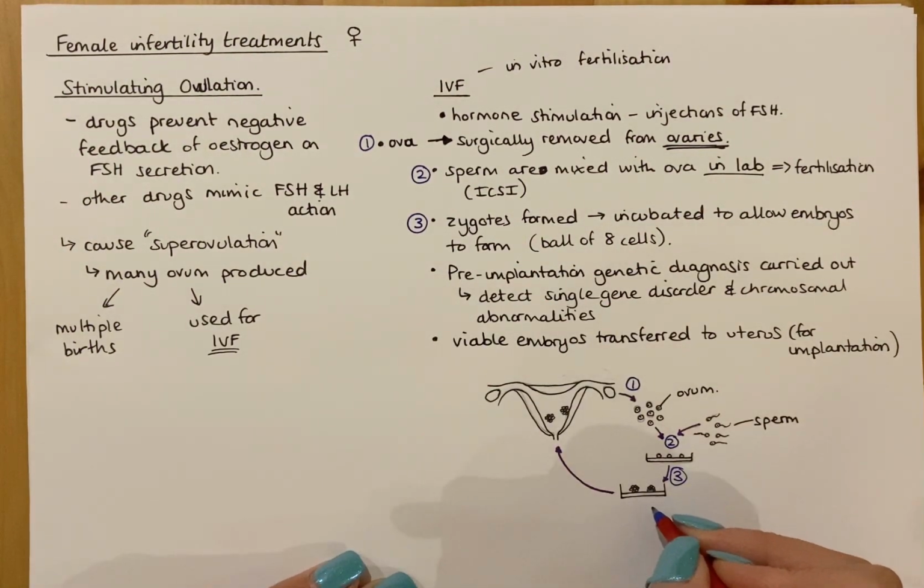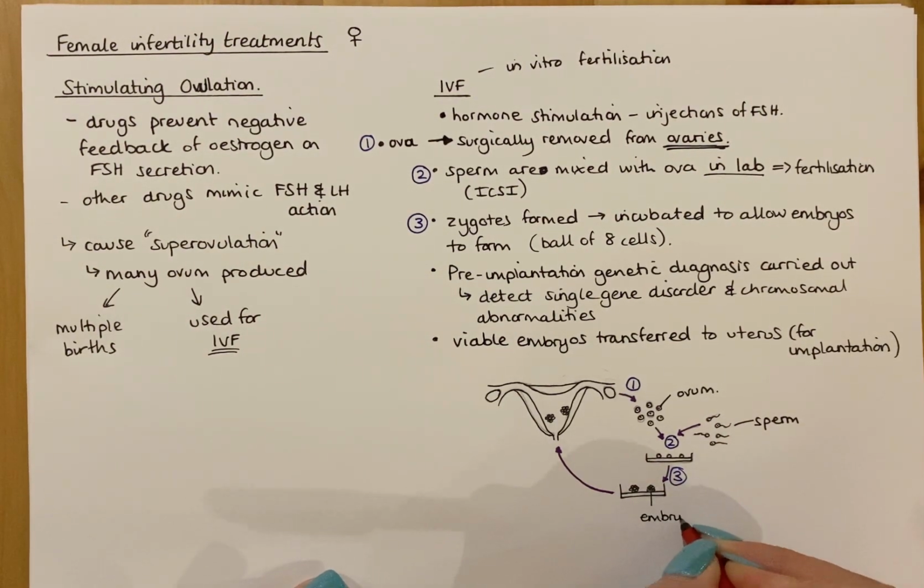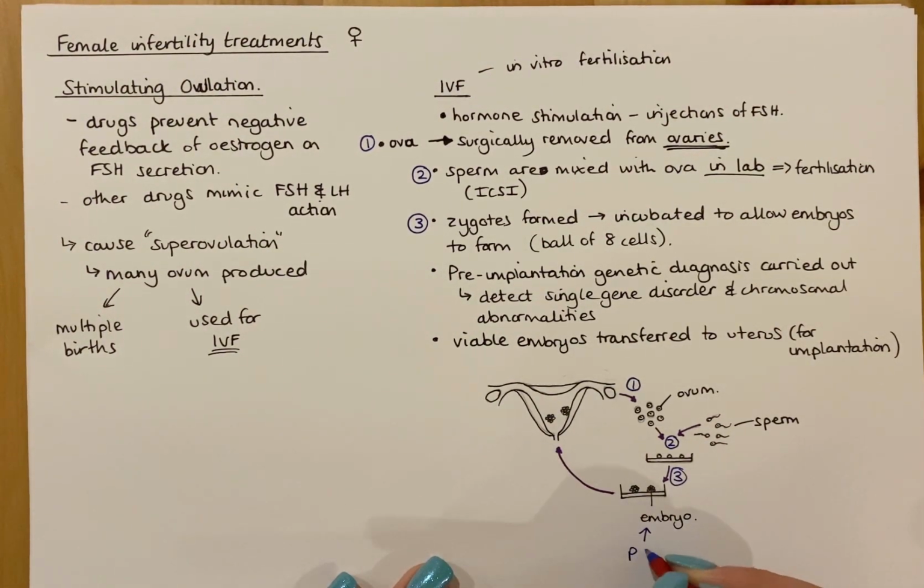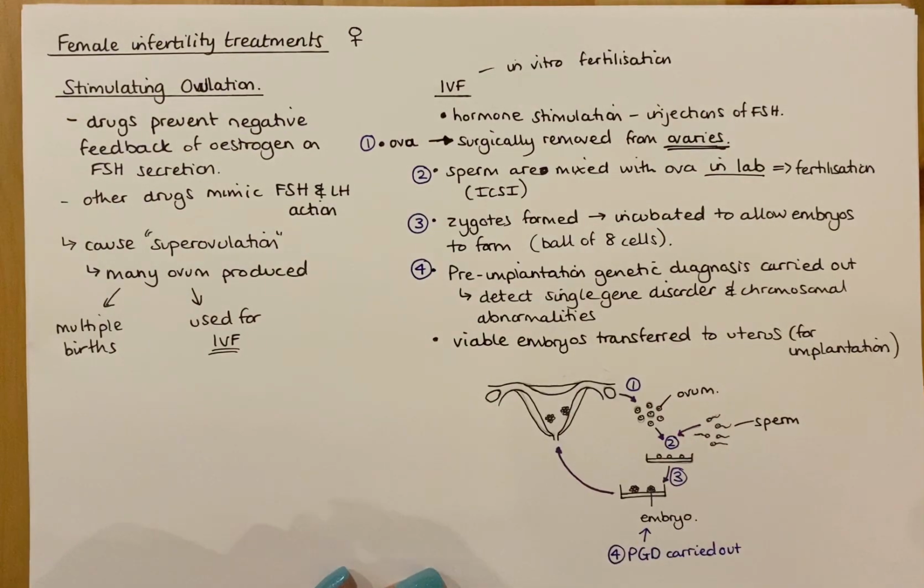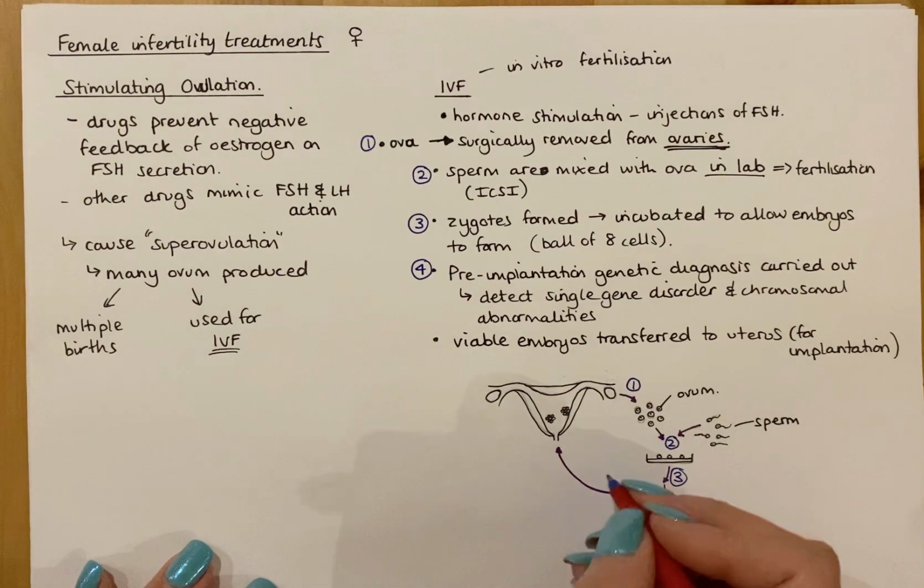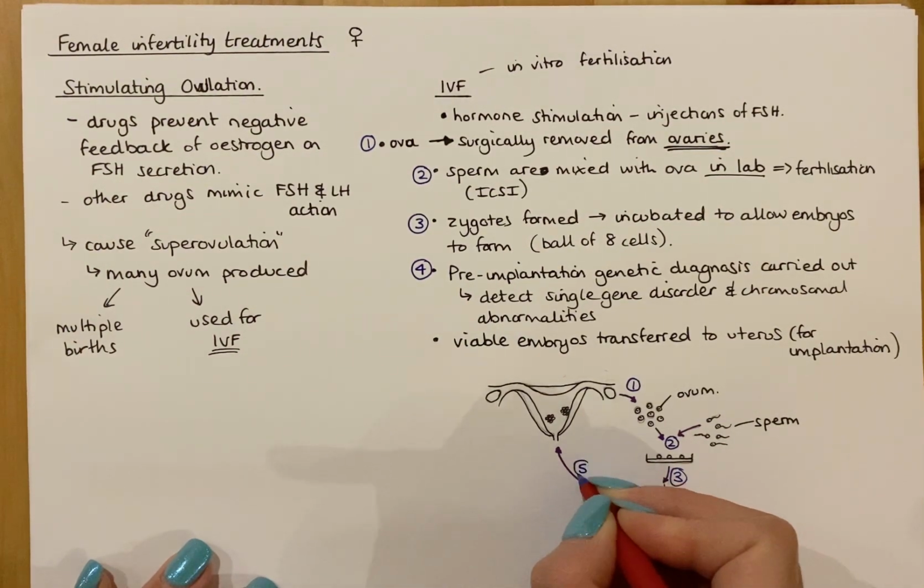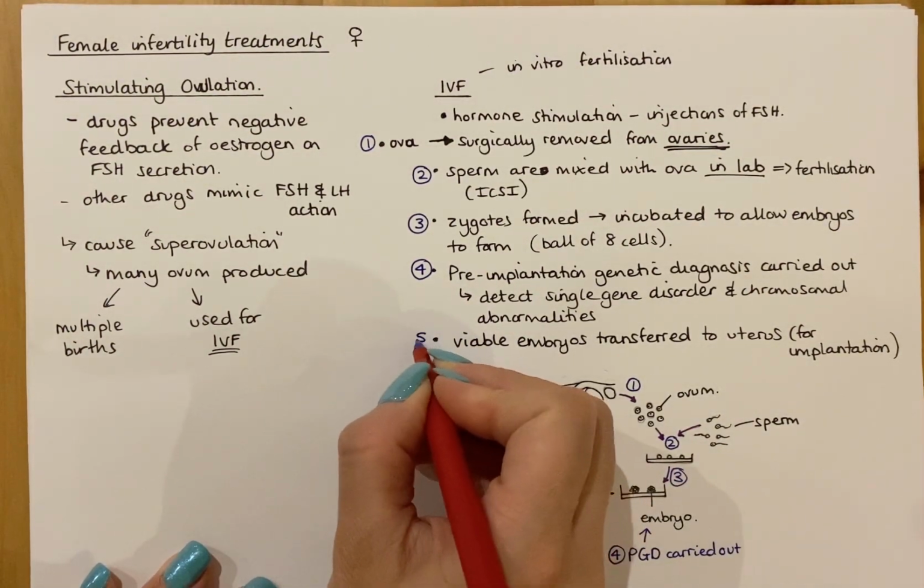And then at this point in time, pre-implantation genetic diagnosis would occur. So these are embryos that would be formed. PGD would be carried out on this. Okay, so this would be number 4. And then the last one here is the embryos, the ones that are selected and are fine with no issues, would then be implanted or allowed to be transferred to be implanted into the uterus.